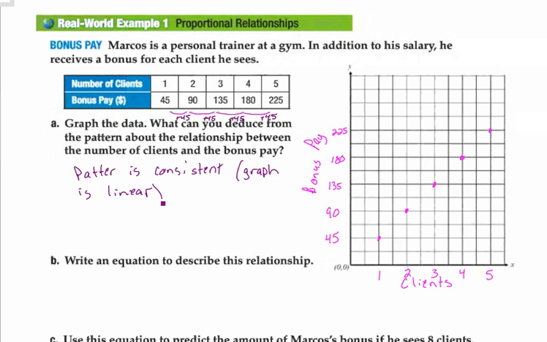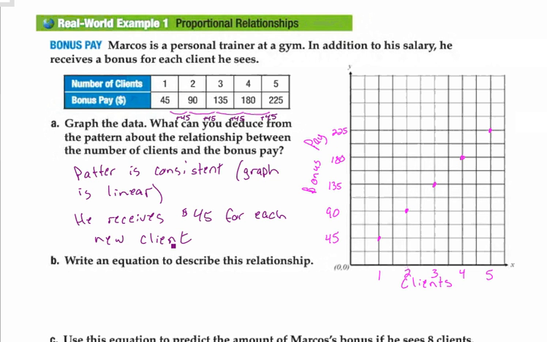So that means the graph is linear. Okay, so we talked about the graph. Now we're going to look at the bonus pay. He receives $45 for each new client.